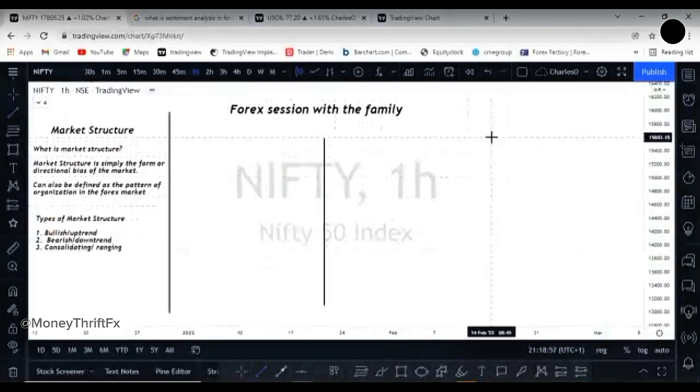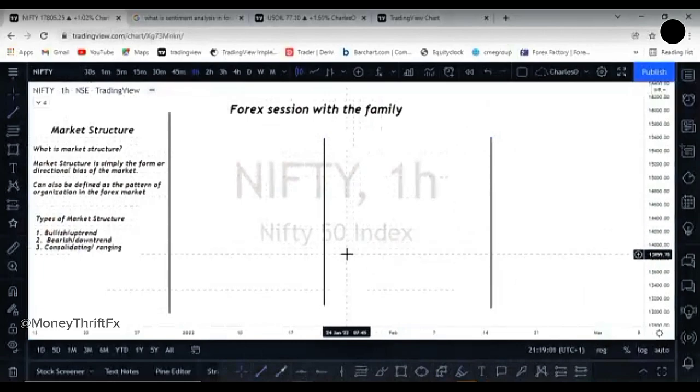If you remember the definition, market structure simply tells us the directional bias of the market, also defined as the pattern of organization in the forex market. So in the forex market, you want to be able to identify what the asset is doing. Is it buying? For example, in the previous example we gave, NGN is selling. Why is it selling? Because the USD has more value than the NGN. Euro USD is buying or ranging or selling because of what? One factor has more value than the other, right?